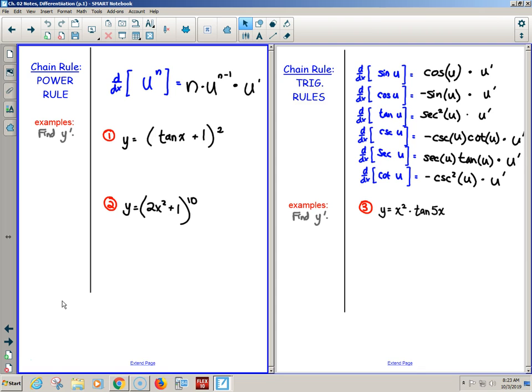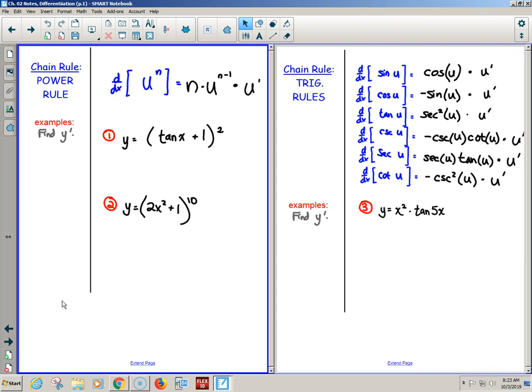And what's additionally multiplied on the outside? Not added, even though it's additional, but multiplied on the outside. What's multiplied on the outside of every single one of these basic rules? U prime, right? Because if you take the derivative of u to the n, it's n times u to the n minus 1 times u prime. And the derivative of sine of u is cosine of u times u prime. The derivative of cosine of u is negative sine of u times u prime. And the derivative of tangent of u is secant squared of u times u prime.